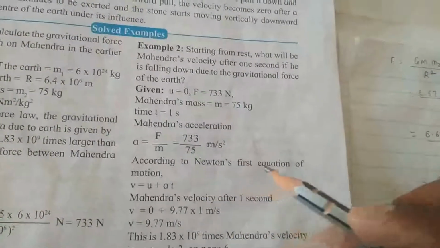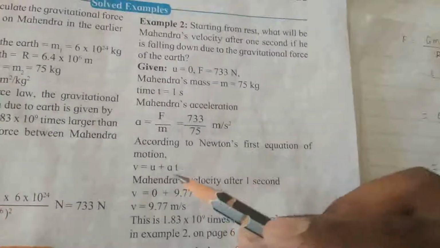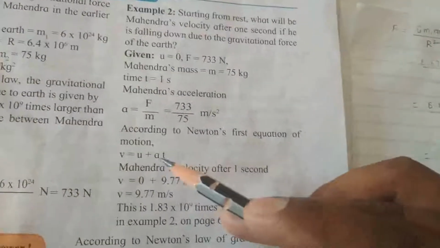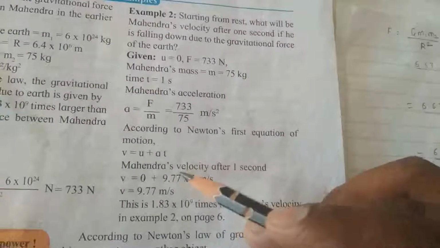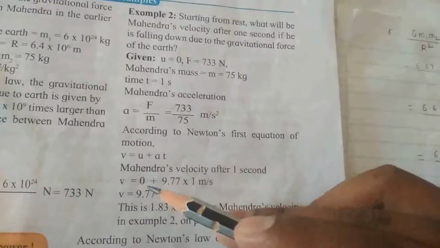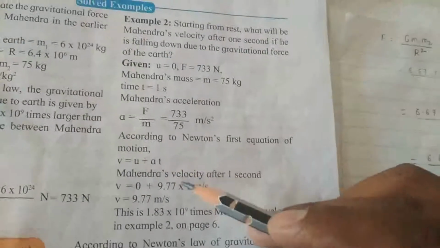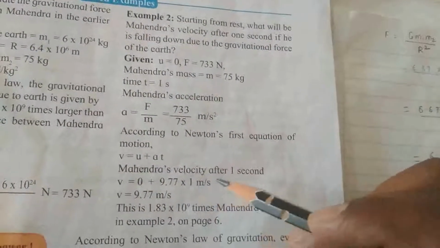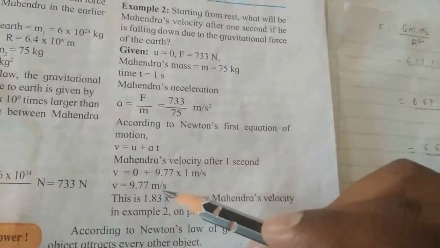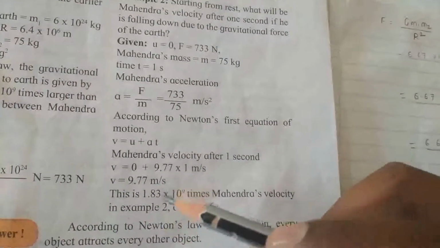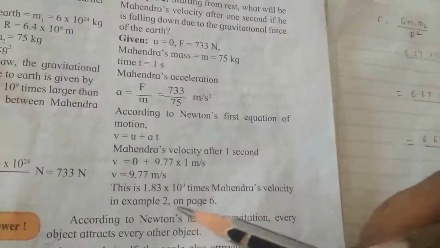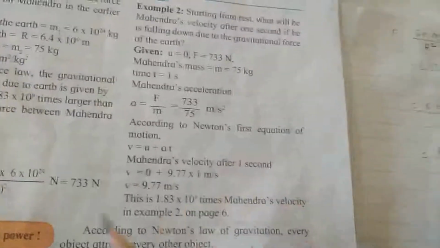According to Newton's first equation of motion, V is equal to U plus AT. V is final velocity, U is initial velocity, A is acceleration, and T is time. Therefore, Mahendra's velocity after 1 second, V, is equal to initial velocity 0 plus acceleration 9.77 into 1 meter per second. Therefore, V is equal to 9.77 meter per second. So this is 1.83 into 10 raised to 9 times Mahendra's velocity in example 2 on page number 6.